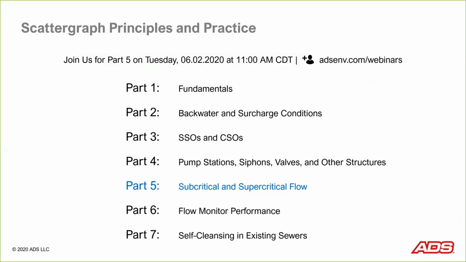We're going to continue to use those in part 5, but we're going to add a new tool called the ISO Froude, or ISO-Fr, line, and use that to examine subcritical and supercritical flow in sewers.